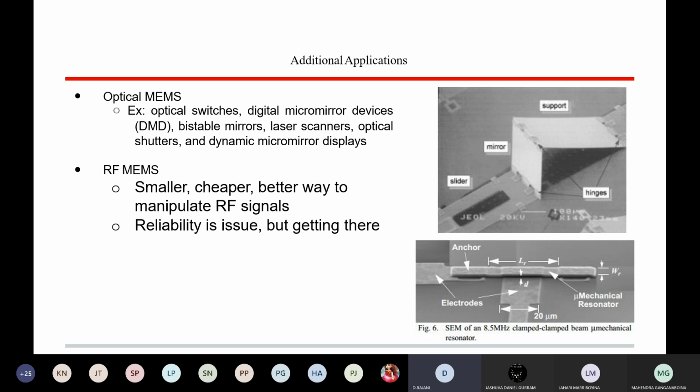After sensing, it will blink or light up, and after that it will be off. While there is no person, at that time it will not show the light. Likewise, we can take the optical MEMS also. That is one of the additional applications.